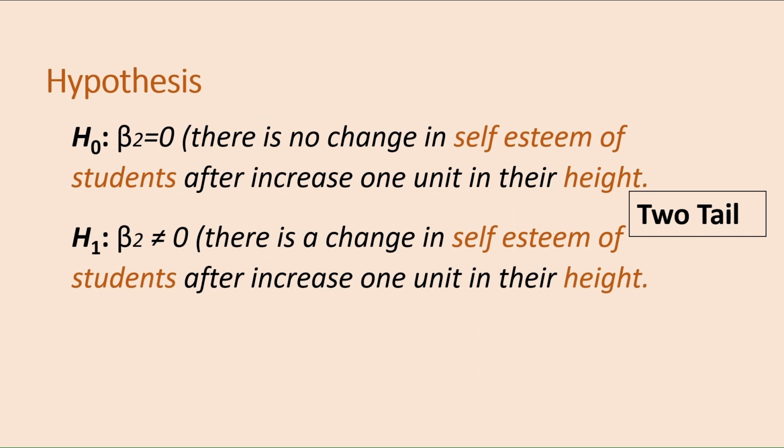Here the null hypothesis is beta 2 is equal to 0: there is no change in self-esteem of students after an increase of 1 unit in their height. And the alternative hypothesis is beta 2 is not equal to 0: there is a change in self-esteem of the students after an increase of 1 unit in their height. This is the two-tail hypothesis test.